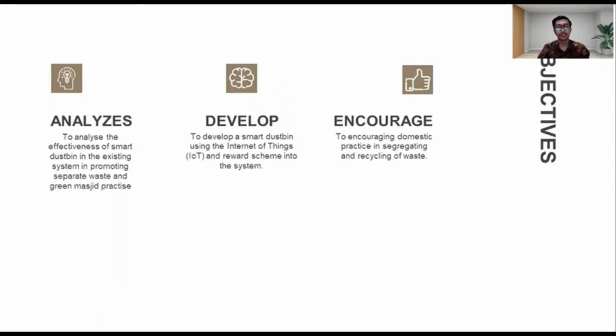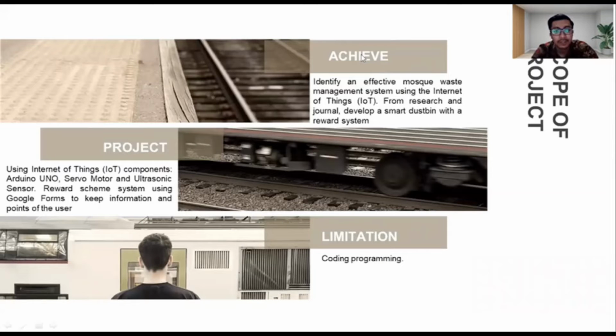So our objective is to analyze the effectiveness of the smart dustbin in the existing system in promoting separate waste and green masjid practice. Then, to develop a smart dustbin using the Internet of Things and a reward scheme in the system. And the third objective is to encourage domestic practice in segregating and recycling of waste.